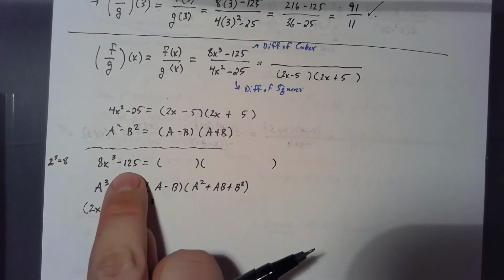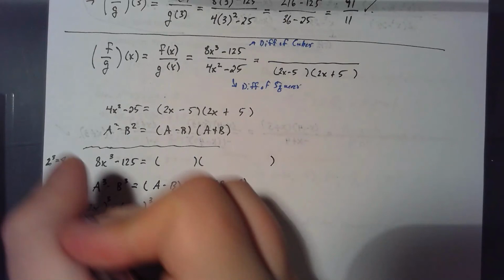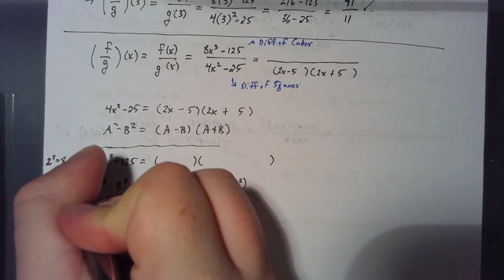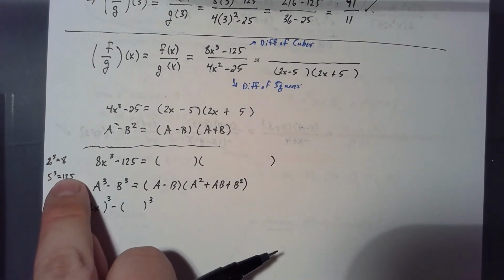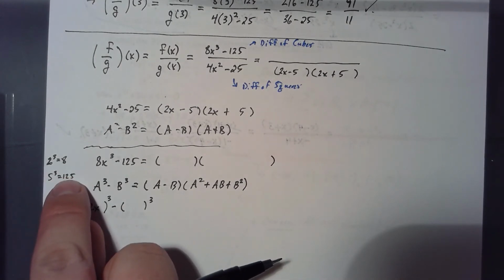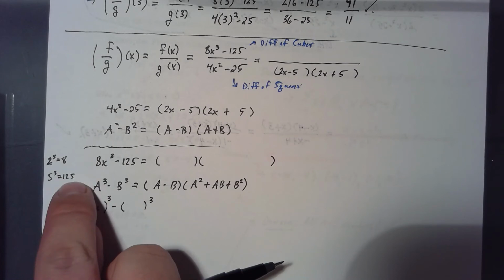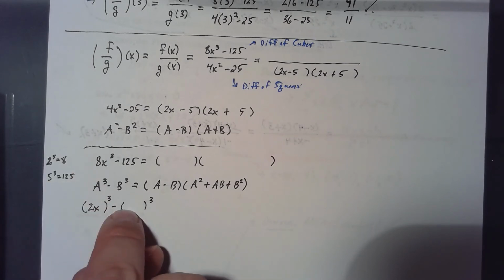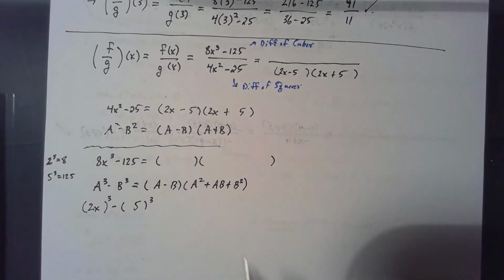So what number cubed gives me 125? Well, that's going to be 5, because 5 cubed is 125. 125 is a perfect cube. 8 is a perfect cube. The numbers that give us those perfect cubes are 2 and 5. So that's going to be 5 cubed.